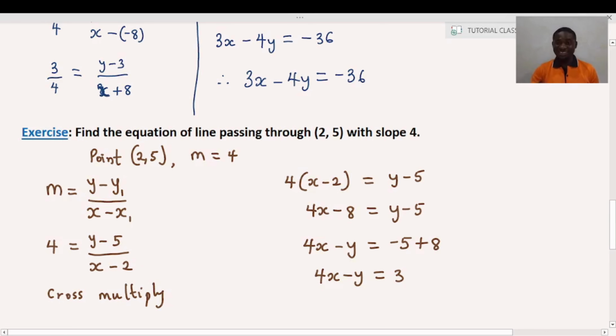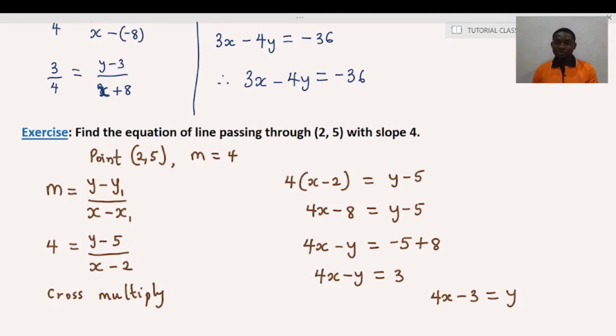Fantastic. Yes. If you have done it this way, wow, you've done well. It's not out of place. It's also possible maybe you have gotten something like 4x minus 3 equals y. Yes, it's still the equation of this line that we are looking for that has these properties. Interesting. So we've learned when we are given the gradient and the intercept. We have also learned when we are given a point and the gradient.